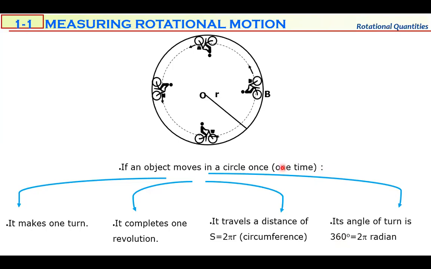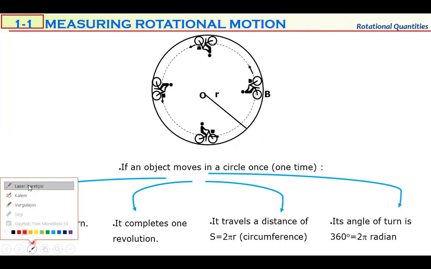This word "times" is important, because when it says two times, it means two revolutions. There are some questions where students cannot get what "times" means and what it refers to. Times refers to revolutions. Don't forget this: one time, one revolution. Two times, two revolutions. 3.5 times means 3.5 revolutions, and 4.5 times means 4.5 revolutions. So one complete turn, or three turns, or four turns, or five turns, all of these are also referring to revolutions.